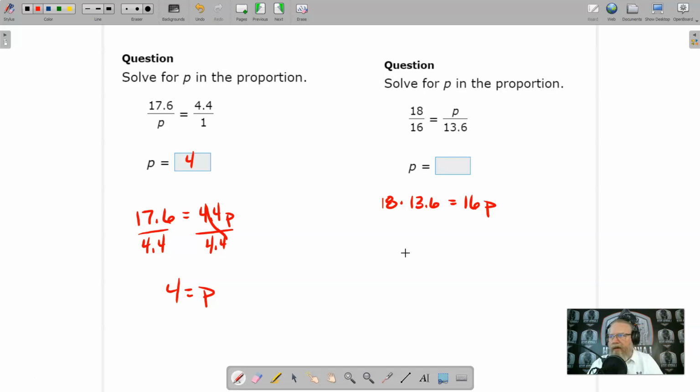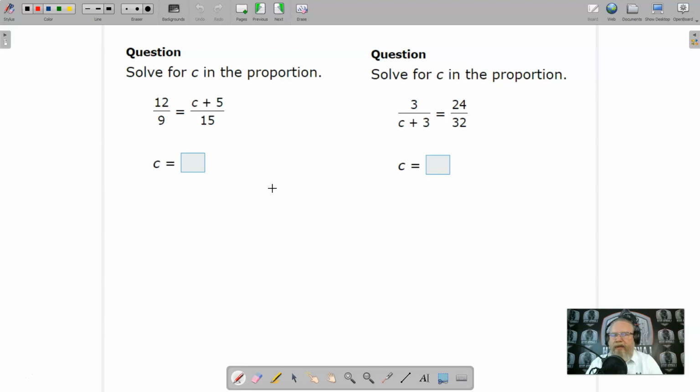And the product of 18 and 13.6 is 244.8. Let's bring down that 16p. Now let's divide both sides by 16. It's going to leave me just p on the right. And 244.8, I already got it in my calculator. Divide that by 16, and that's going to be 15.3 is my solution. 15.3.